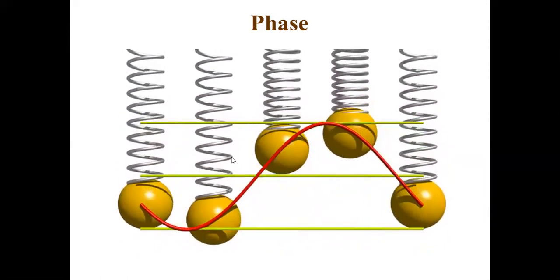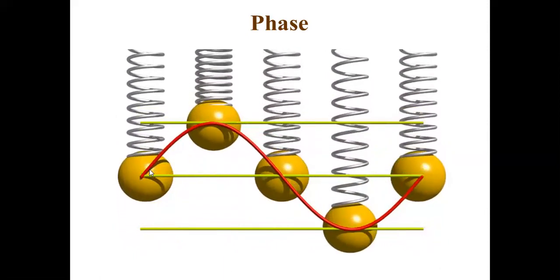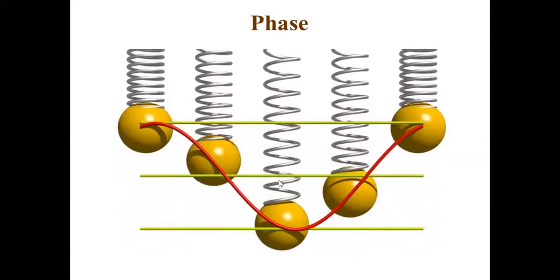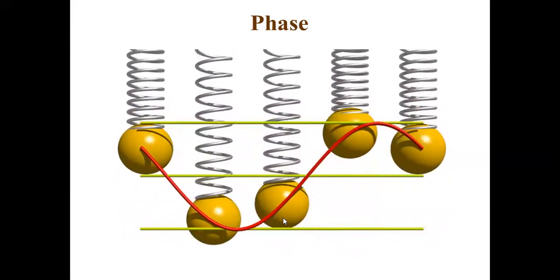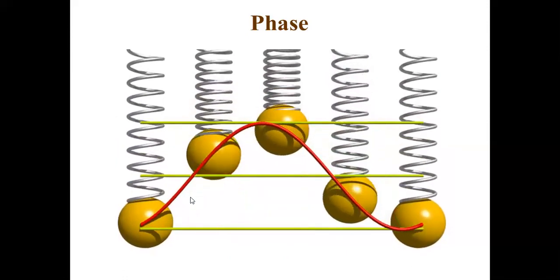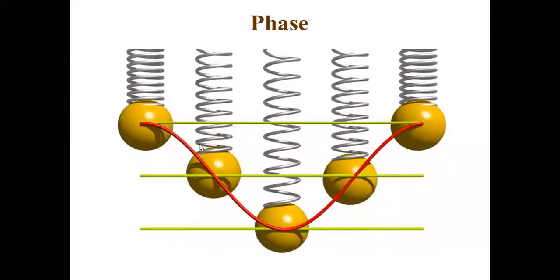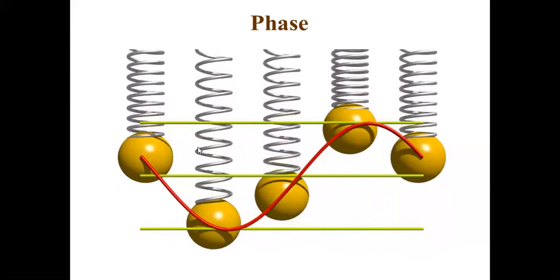Lambda by 2 distance, pi phase difference, right? The full lambda, 2 pi. Half lambda, pi. Lambda by 4, one fourth, phase difference is pi by 2. That is phase difference. Path difference, lambda by 4. Phase difference, pi by 2. That's how we can define.